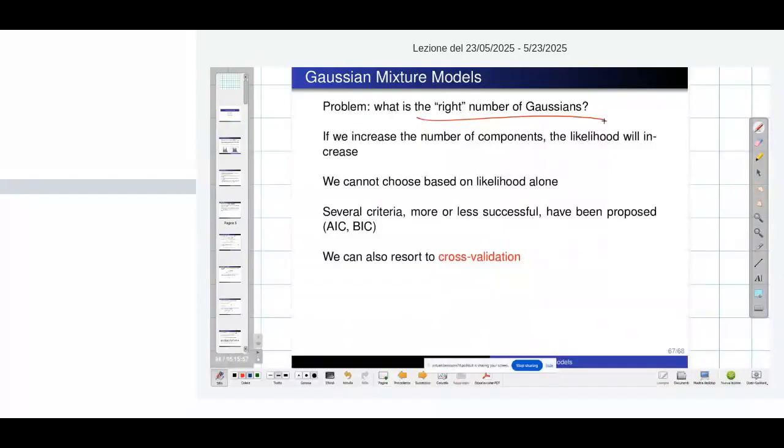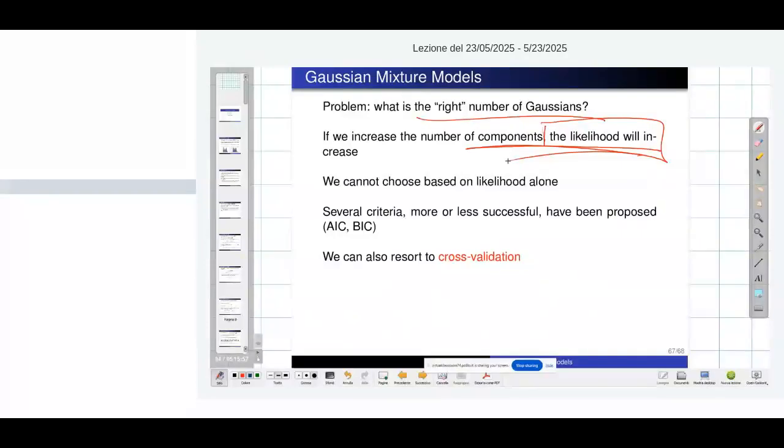The more parameters, the more the risk of overfitting. So when should we stop the number of components? Well, we can't do that based on the likelihood. Unless we exaggerate where we split them, if we do it in a reasonable way, increasing the number of components will typically increase the likelihood. The model becomes more powerful.